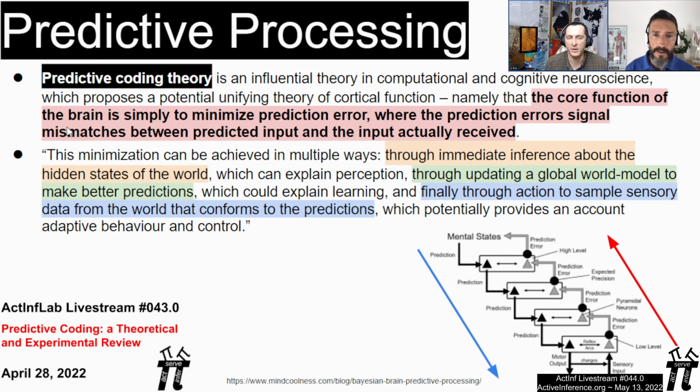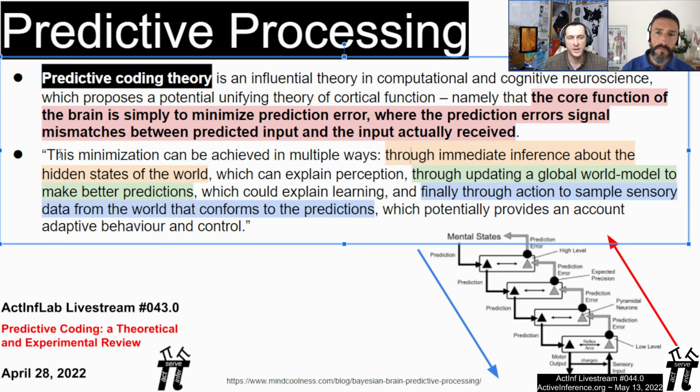And then also, especially when we think about action, we include predictions about not just future stimuli, but predictions of one's future actions, the causes of one's actions, and the outcomes of one's actions in the world. This is going to return us to a core idea from active inference. And this is a quote from that paper in 43, where the minimization of a prediction error or surprise or free energy, with some slight differences but more similar than not, can be achieved in multiple ways. The first two are through immediate inference about the hidden states of the world, which is related to perception, as well as updating one's world model to make better predictions, which is learning.